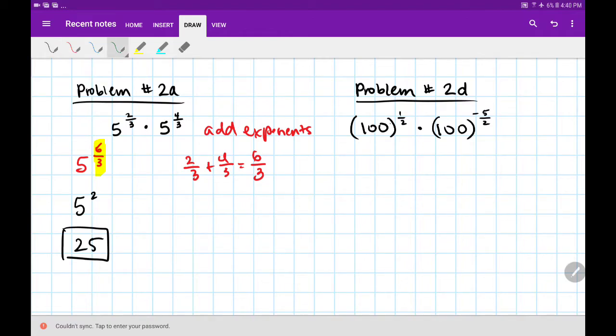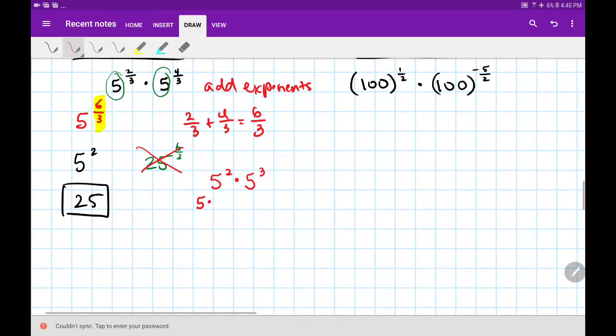Here's a question that comes up a lot on this problem. Students will say, shouldn't we multiply the 5s and make it like a 25 to the 6/3? And the answer is no. I will show you why right now. Consider this. If I have 5 squared times 5 to the third power, let's see what's really happening. 5 squared means I have 5 times 5, right? 2 times. And I'm multiplying that with 5 times itself 3 times. So if I were to condense this, I'm really dealing with 5 to the 5th power. So notice what we did.